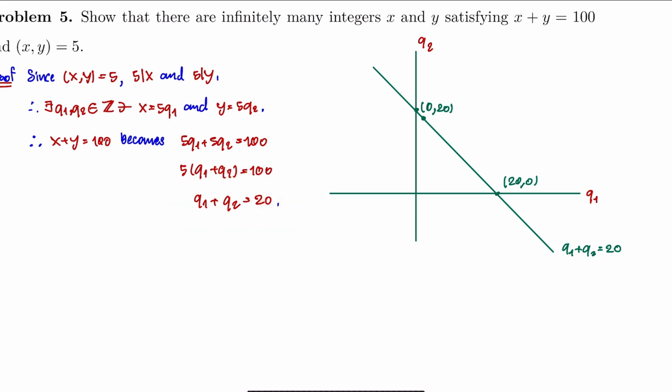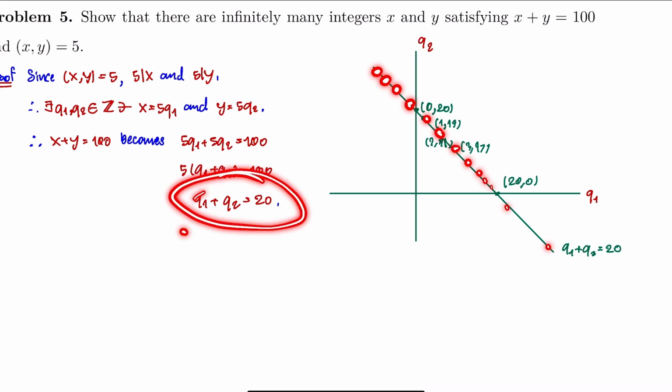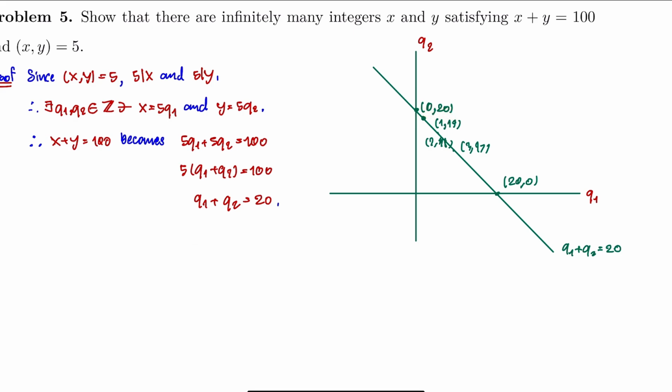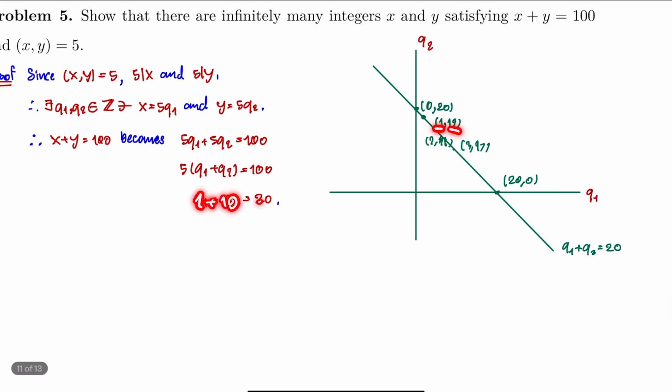As you can see, there will be infinitely many points so that this equation is satisfied. So you may have (1, 19), (2, 18), (3, 17), and many more. There will be infinitely many points on this straight line satisfying this equation. For example, you may have (0, 20), which is 0 plus 20 equal to 20, and (1, 19), so 1 plus 19 equal to 20.